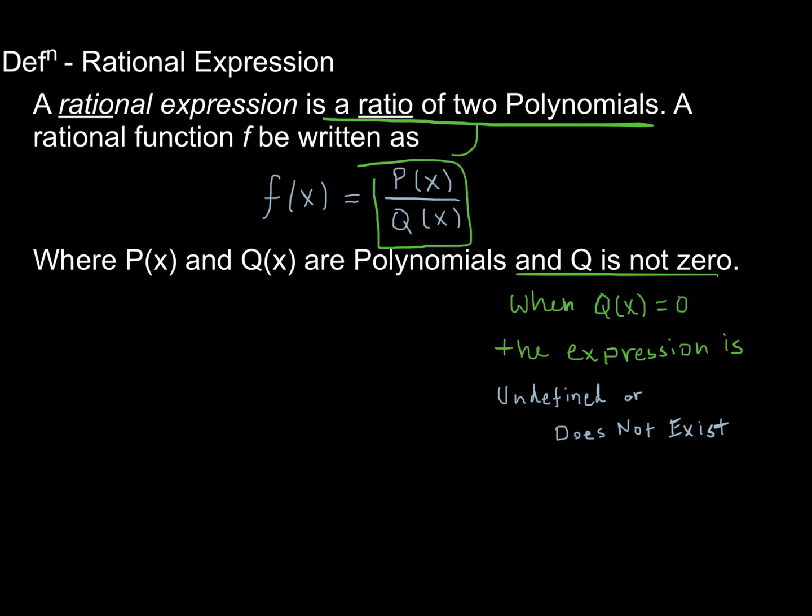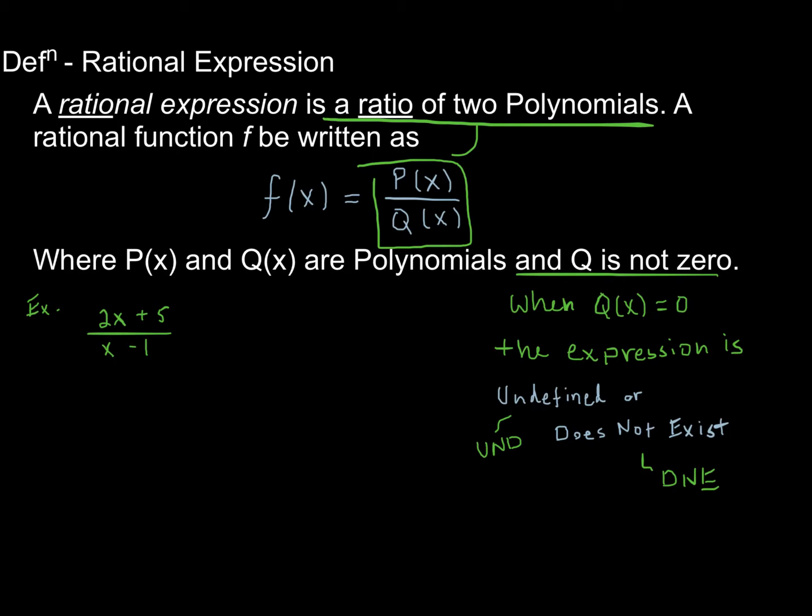And so these are going to be anywhere where our denominator is equal to 0, we say that the expression is undefined or does not exist. Sometimes you'll see undefined abbreviated U and D, and sometimes you'll see does not exist abbreviated D N-E. So be on the lookout for that. But we'll want to write it out just to be clear. Let's take a look at a couple of examples of some rational expressions.